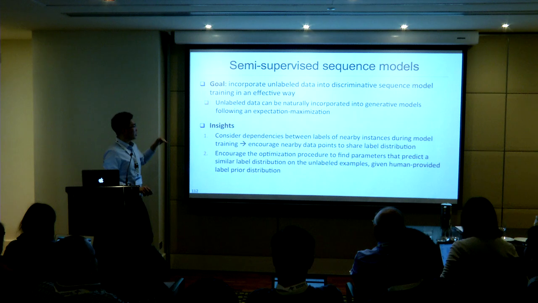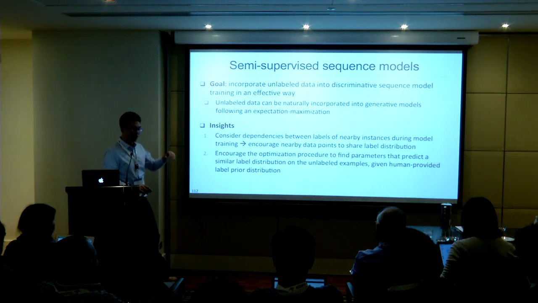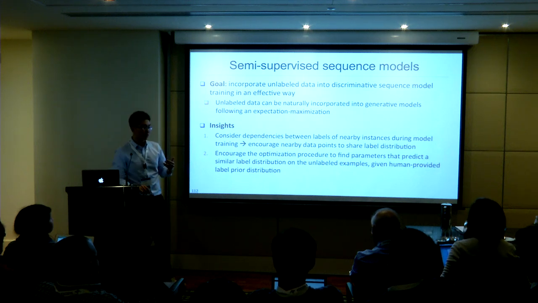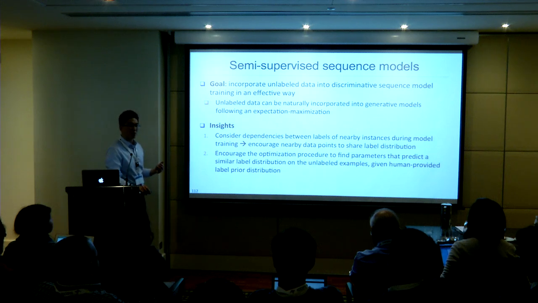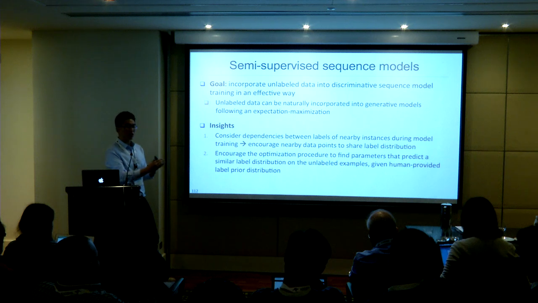So thinking about a hidden Markov model, it's a generative model. So using the expectation maximization framework, you can treat those unlabeled data as data which has a missing label and then jointly include them in the training process. But what about the discriminative models like conditional random field or maximum entropy Markov model? You actually want to leverage some kind of regularization or optimization criteria to include this unlabeled data.